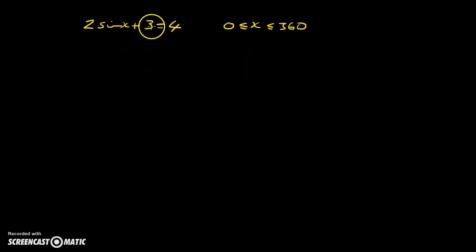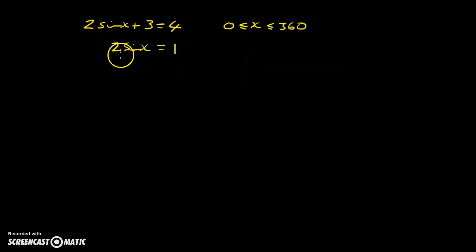So let's get rid of everything else. Let's get rid of the 3, the 2 and the sine. So let's get rid of the 3 first. Let's subtract 3 from both sides. So subtracting 3 from the left hand side, we get 2 sine x. Subtracting 3 from the right hand side, we get 1.